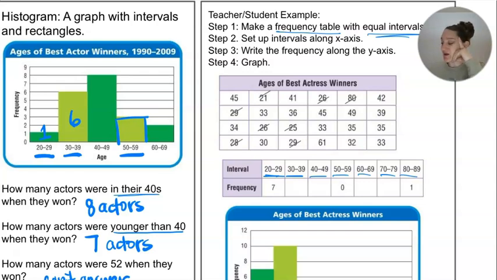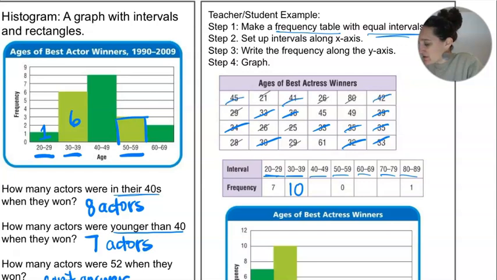Okay, how many women were in their 30s? 1, 2, 3, 4, 5, 6, 7, 8, 9, 10. Wow, 10 people were in their 30s. Sorry, 10 people are in their 30s. 5 people are in the 40s.